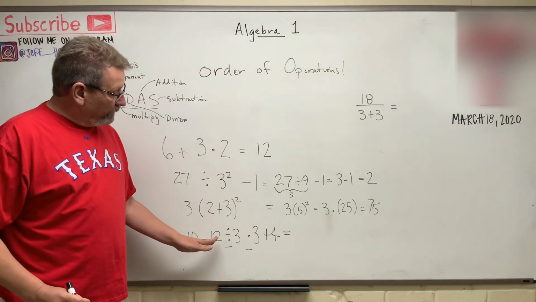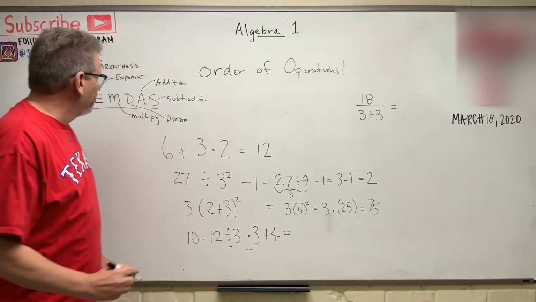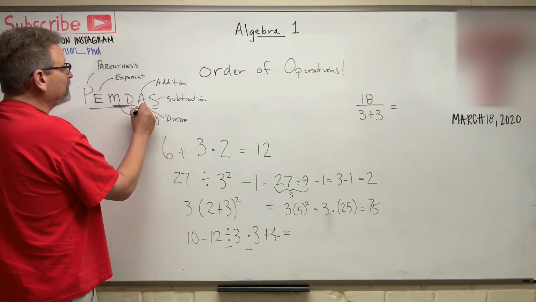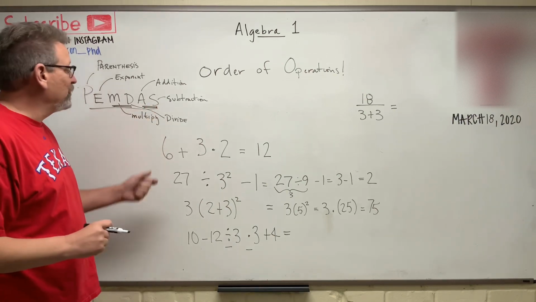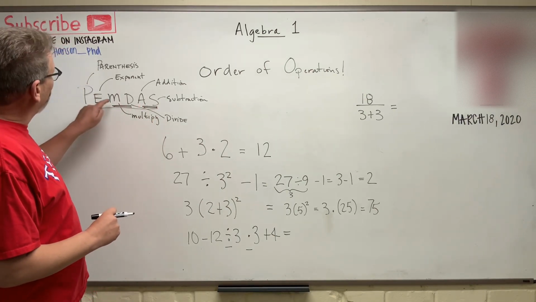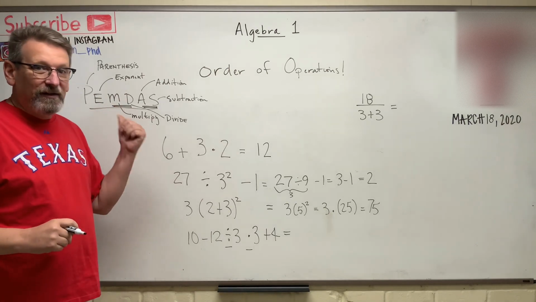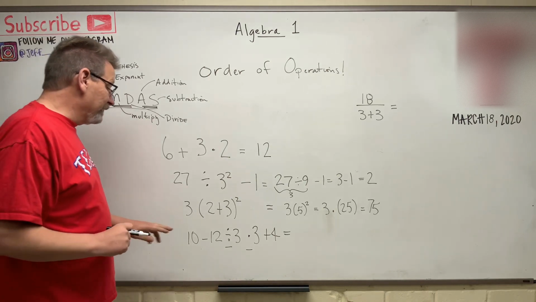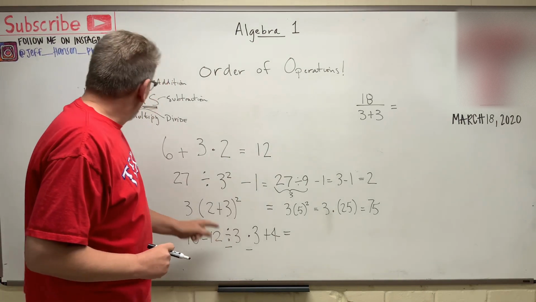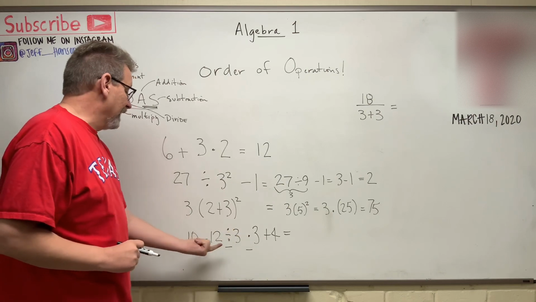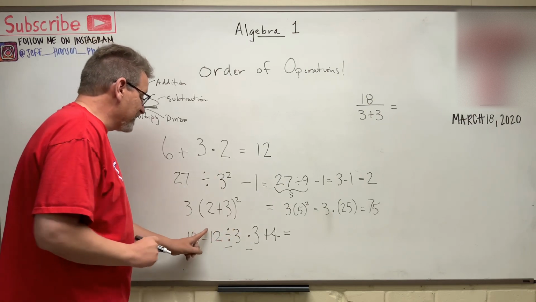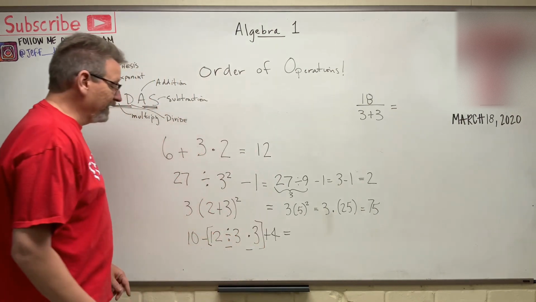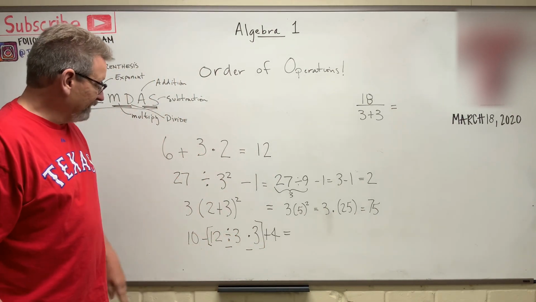Now the way you do this, if you have a divide and multiply, right? Multiplication and division is on the same level. Addition and subtraction is on the same level. So when you have these two, you don't have to do that one first, then that one. The way you do it is you just do it left to right, okay? So, for instance, right here, I don't want to do multiply first and then do the divide. I want to do that just left to right.